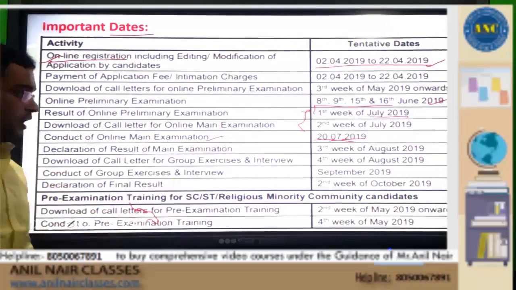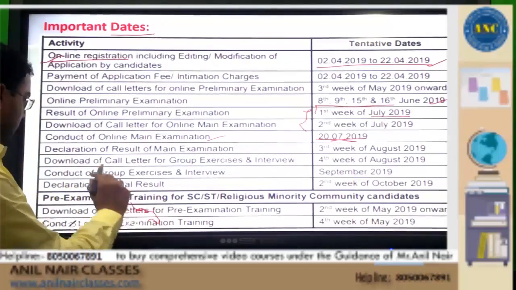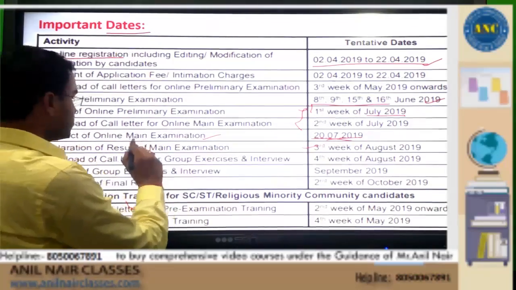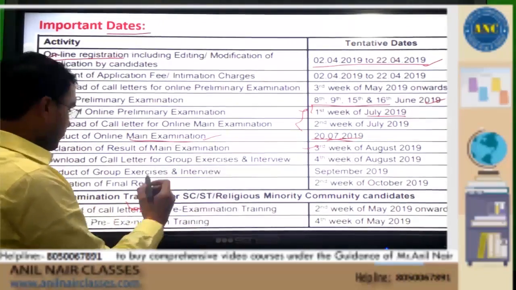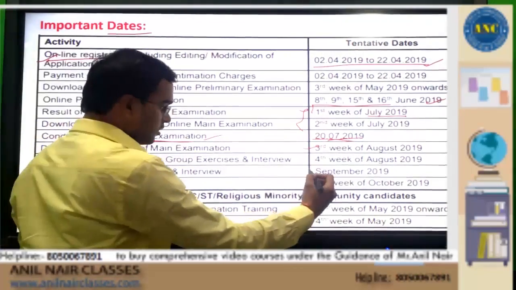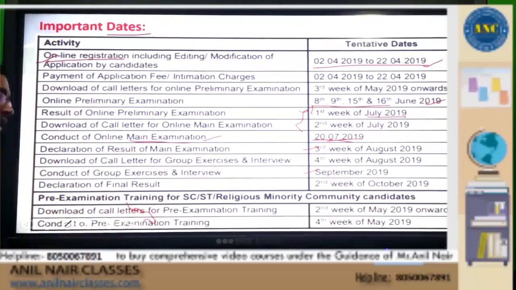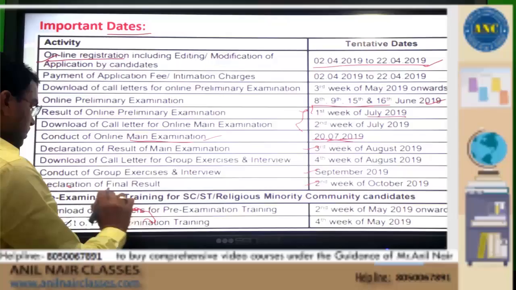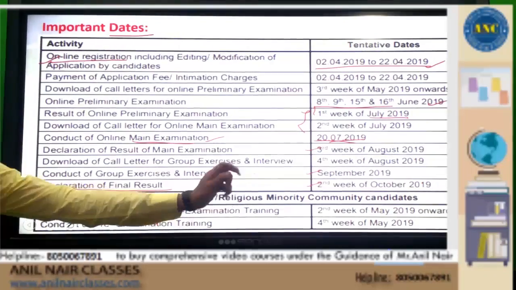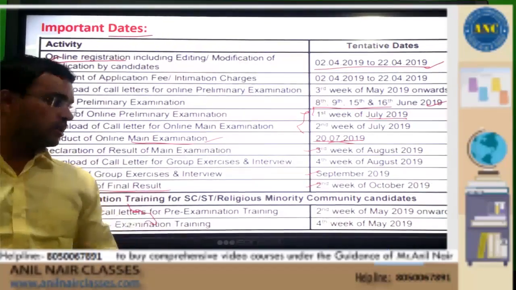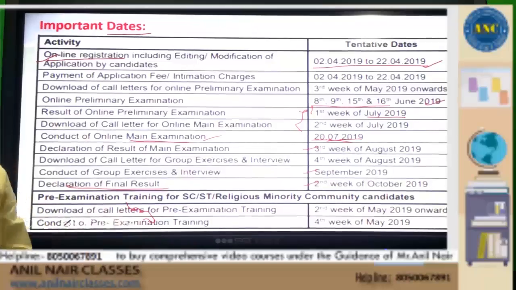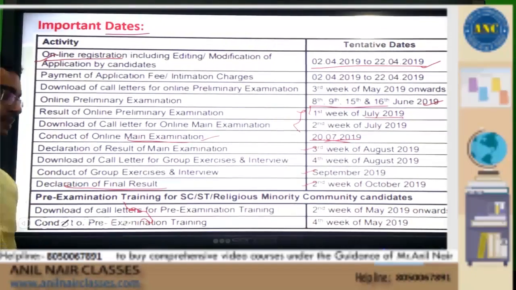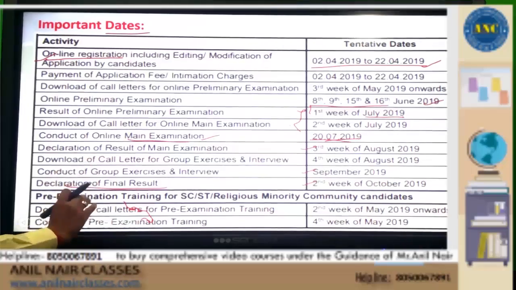From there on, again you have to wait for some time. That is, in the 3rd week of August, you will be given the results of your mains, and then in the month of September, you will go through the process of group exercise and interview, and in the 2nd week of October, you will be given the final result. Based on the list which SBI releases, if you are in the top list, you will be selected as SBI PO.